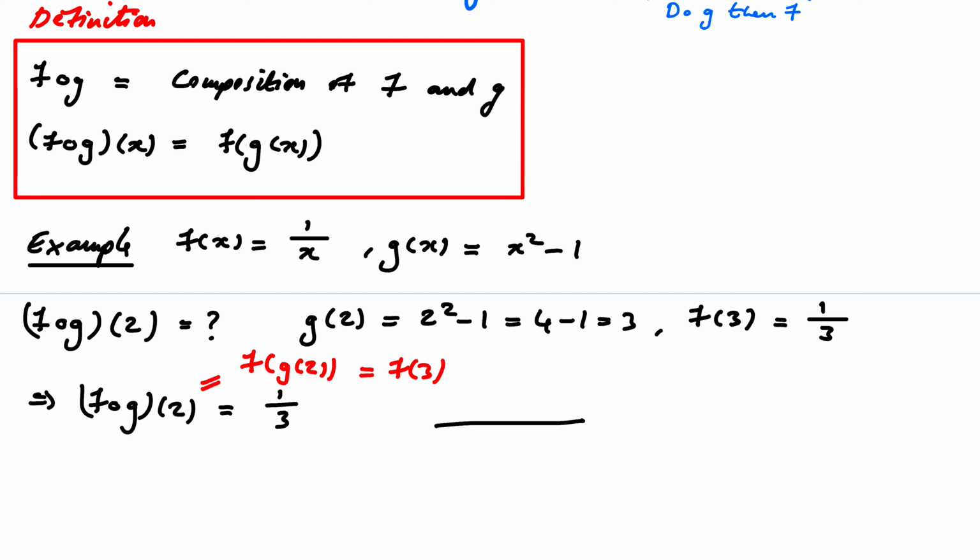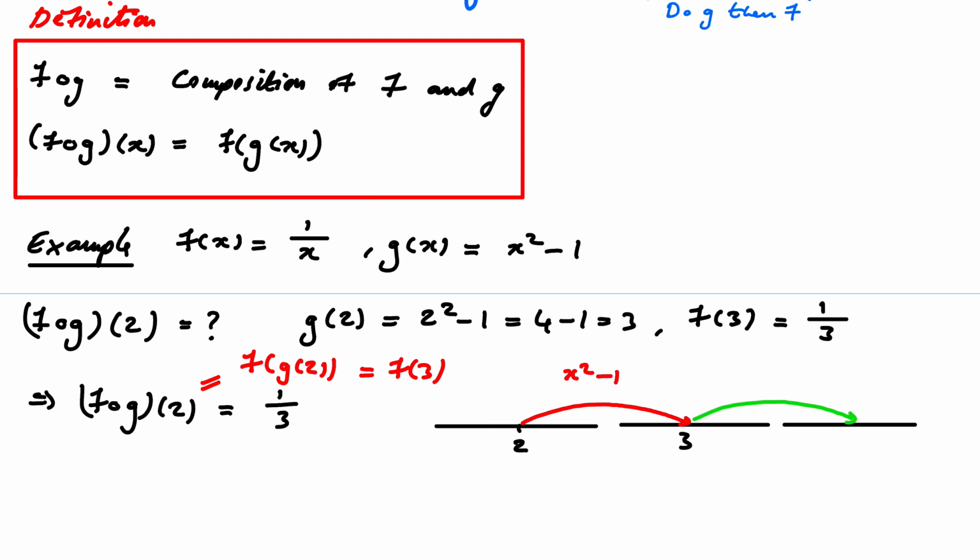So again, let's draw 3 number lines just to make sure we really understand conceptually what's happening. I've got my point 2 as a start. Then I'm doing the first function, which is g. So it's x squared minus 1. So that goes across to the point 3 here. And then I'm doing the next function, which is f, the reciprocal function, 1 over x. That sends this guy across to 1/3. Okay, so that's me doing it very specifically for one point.